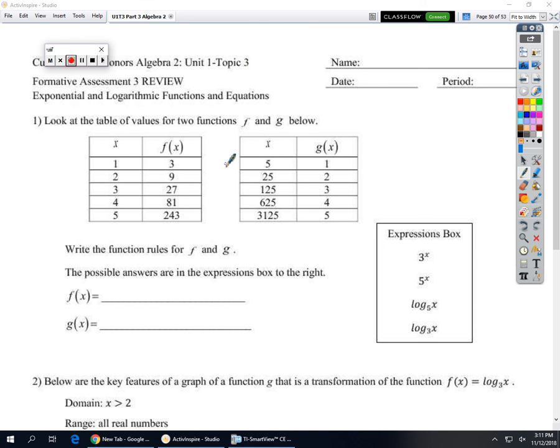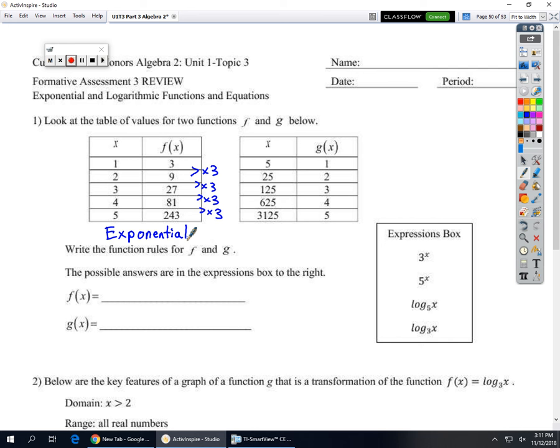Question 1 asks us to look at the table of values for these two functions. So I got f, I got g. If I take a look at f, it's 1, 2, 3, 4, 5. As you can see, it is being multiplied by 3 each time. So if you're multiplying by 3, that means this is an exponential function. It's increasing at an exponential rate.